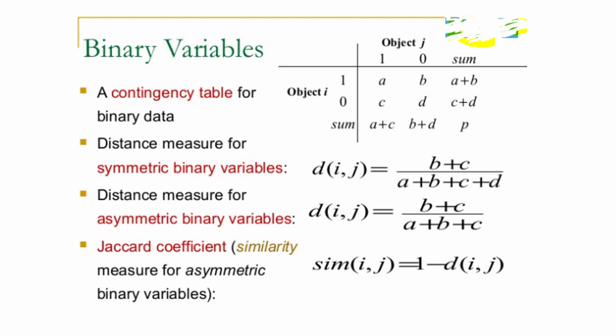Usually the distance measure for symmetric binary variables will not be taken into consideration, because there is no weightage for the outcomes. Whereas the distance measures for the asymmetric binary variable problems we will be solving in the next slide.